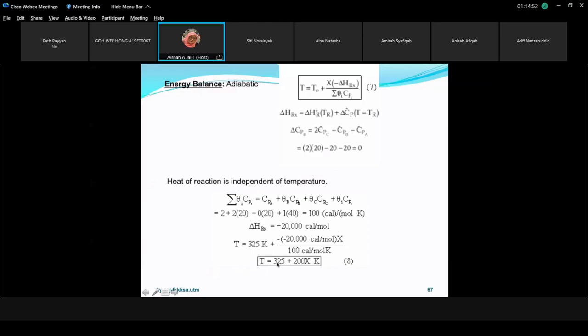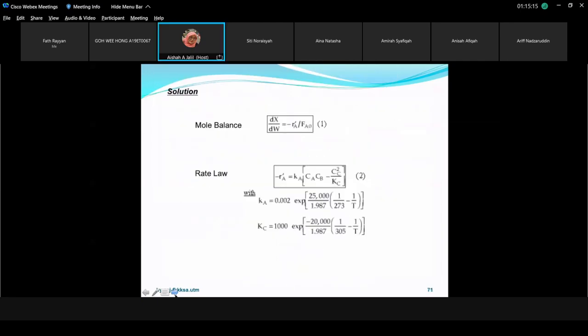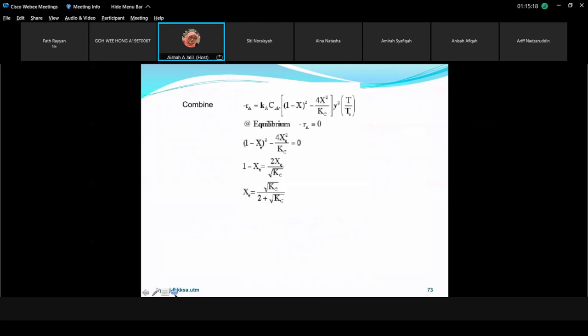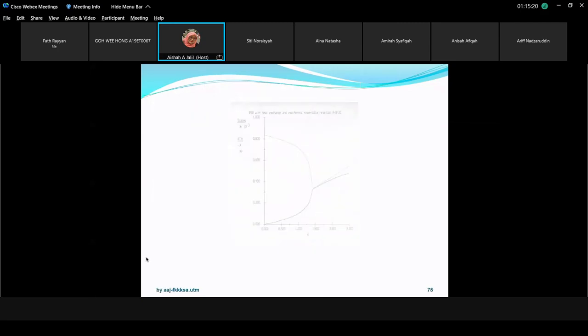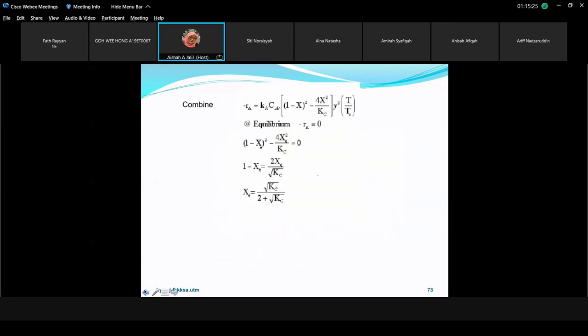So T equals T in terms of X. You can get X in terms of T to get the T. I think that's all for this. Okay, you see what I showed earlier? You see this one. This is when you combine.